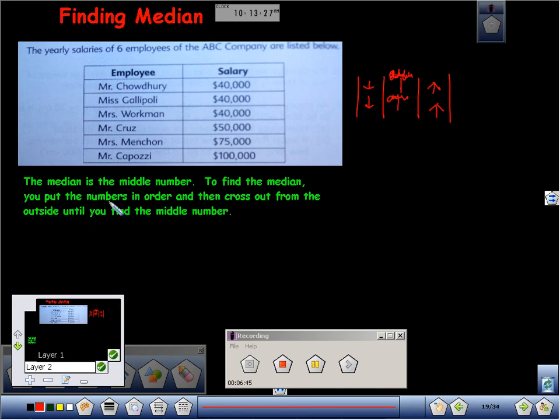I want you to pause it here and I want you to write this definition down. The median is the middle number. To find the median, you put the numbers in order and then you cross out from the outside until you find the middle number. Okay, let's go ahead and do that.